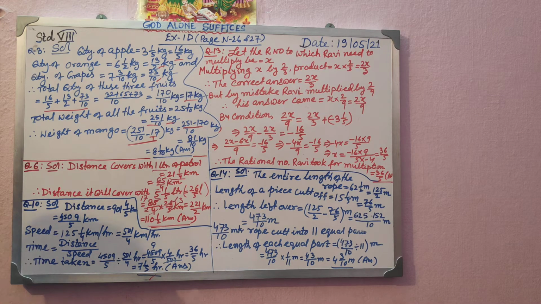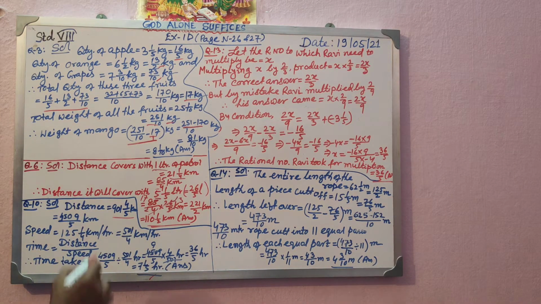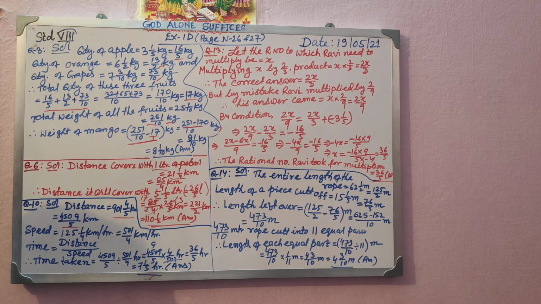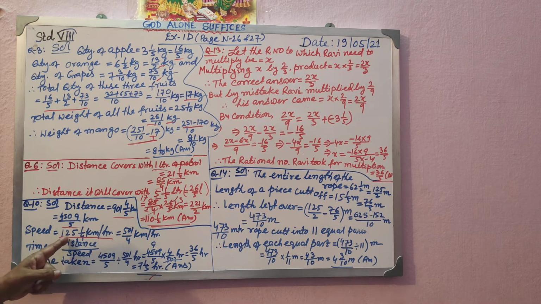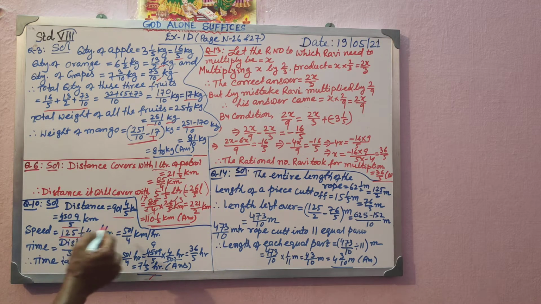Okay, now question number 10, I have taken once again a distance, speed and time sum. Distance is given to you, that is 901 whole 4 by 5 kilometer. If you convert that into an improper fraction, you multiply this, it will be 4505 plus 4, 4509 by 5 kilometer. The speed is given to you, 125 whole 1 by 4 kilometer per hour, which is equal to 501 by 4 kilometer per hour. 125 into 4 will be 500 plus 1, 501 by 4.